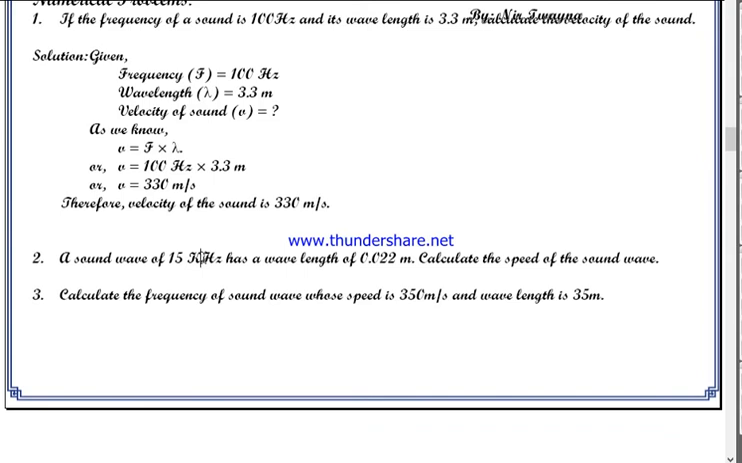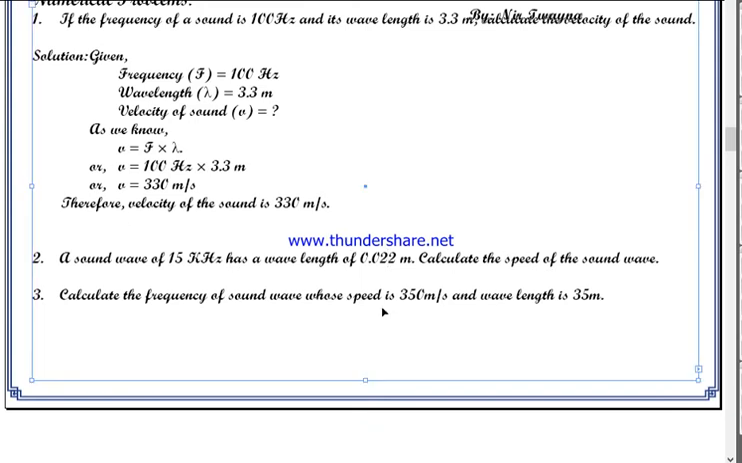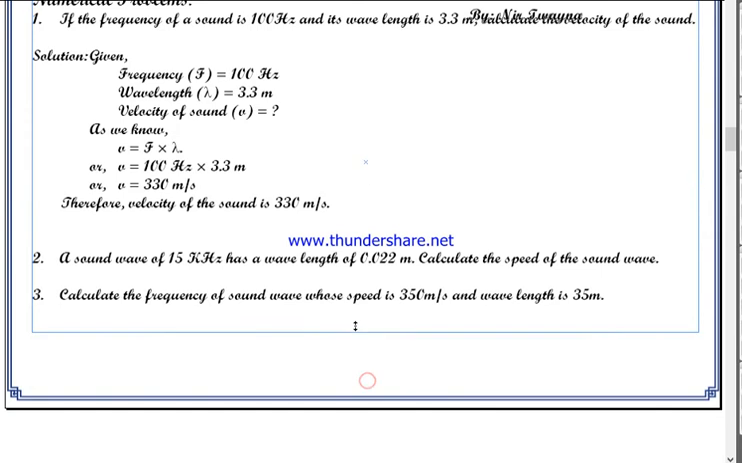Here you are given frequency as 15 kilohertz, and you need to convert it into the SI unit, that means hertz. What you should do? Multiply it by 1000, and then wavelength is given. Now you need to calculate the speed of sound. Okay, can you do it, or do I have to do it?